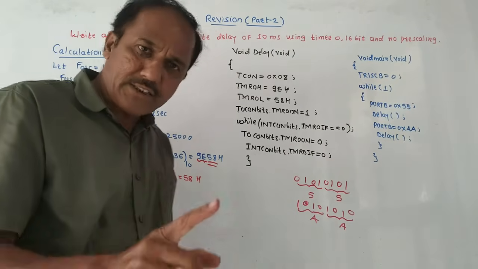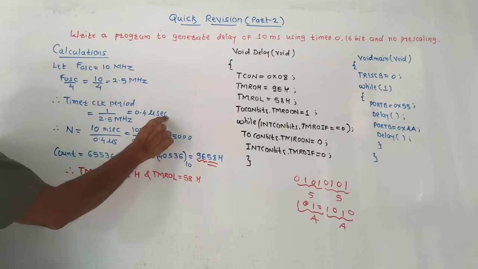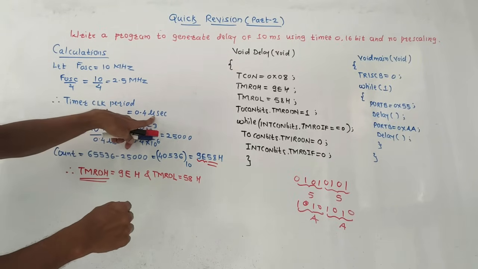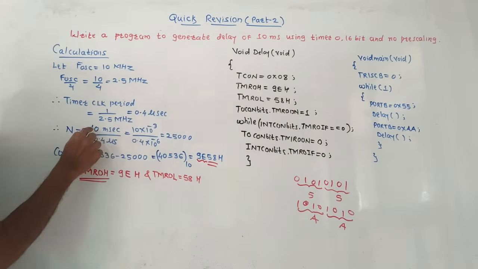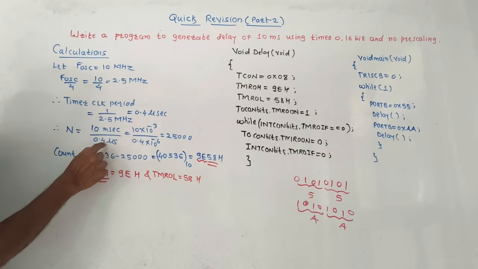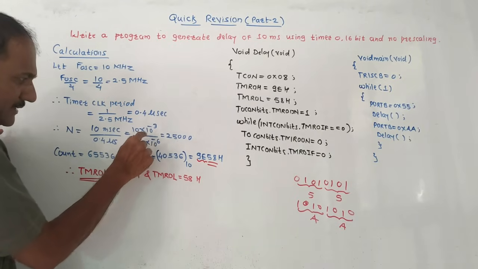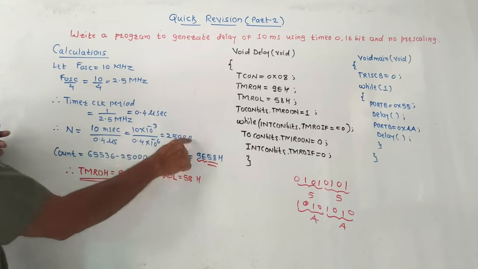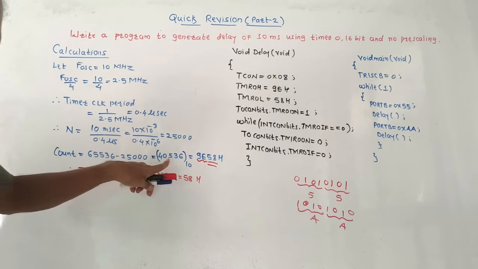Do remember megahertz means 10 raised to 6. So it is 0.4 microsecond. Microsecond means 10 raised to minus 6. What I did: 1 upon 2.5 into 10 raised to 6, the answer came 0.4 into 10 raised to minus 6, that means 0.4 microsecond. Then calculate n. Given delay is 10 milliseconds, so the formula is given value upon timer clock period. So 10 milliseconds upon 0.4 microsecond, millisecond means 10 raised to minus 3. So 10 into 10 raised to minus 3 upon 0.4 into 10 raised to minus 6, because this is microsecond. So the answer is 25,000. Then calculate the count using the formula 65536 minus 25,000, which is 40536.